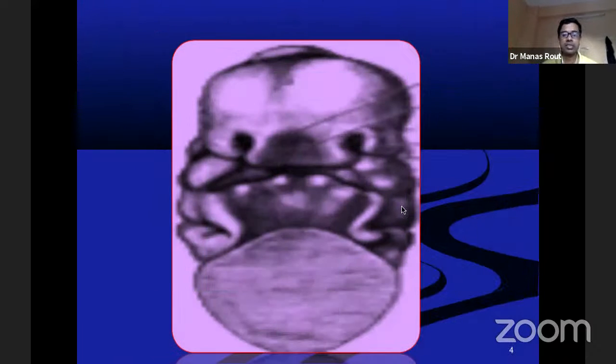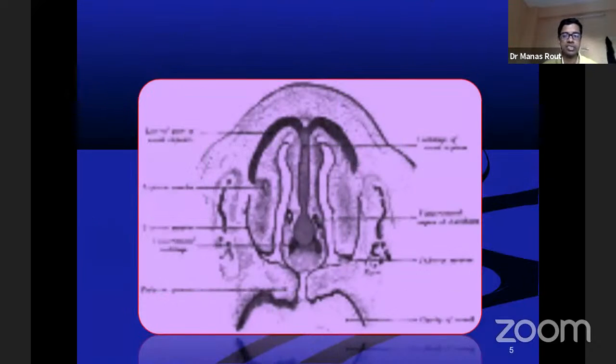Then what happens? The different processes. This is the primitive stomodeum, this is the medial nasal process, this is the lateral nasal process, and this process is called the frontal nasal process. Inferiorly comes the maxillary process. So these four processes come together to form the nasal cavity. From all sides they come and form a closed cavity, that is called the nasal cavity. It's very clear.